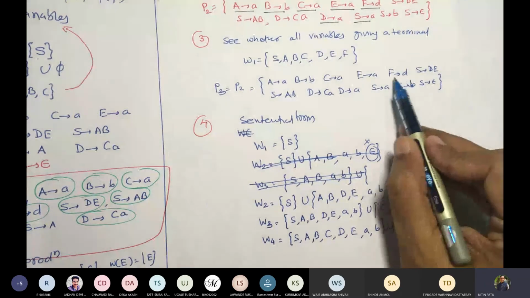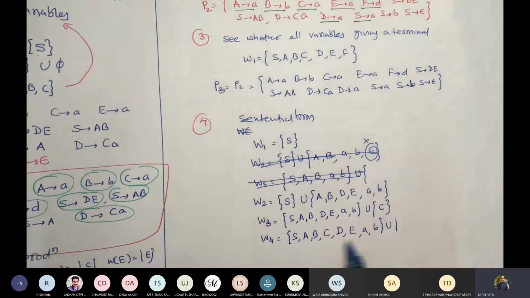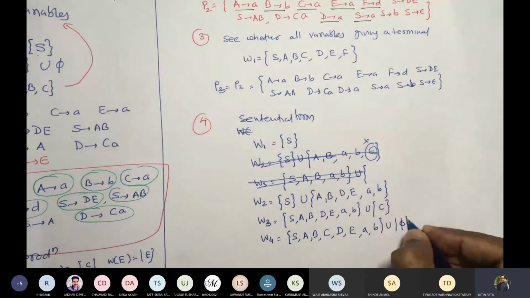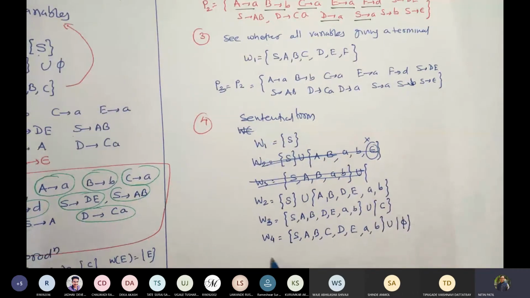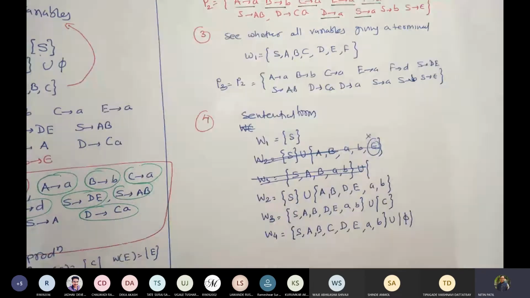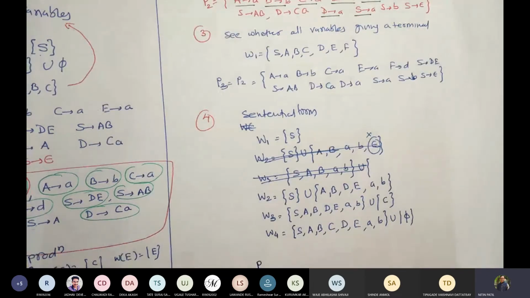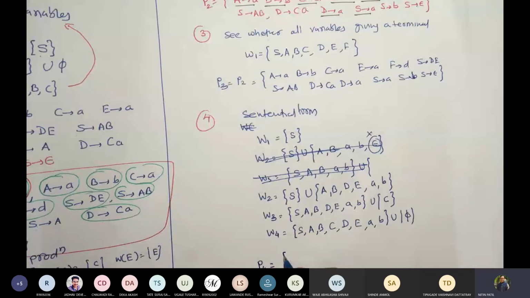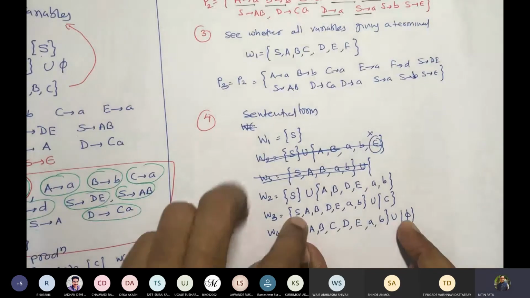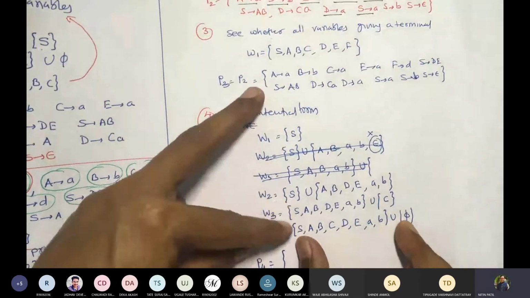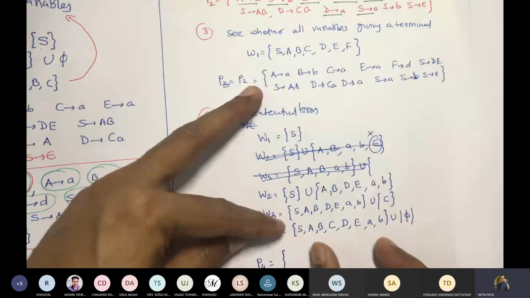The only remaining is F gives D. This F is not occurring, so this would be W5. Fine. So this is W. Everything which is occurring here, all productions would be fetched. So now your P4 would be the intersection of this and this for the variable set. The variable set is this one.